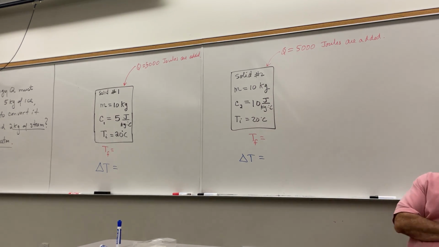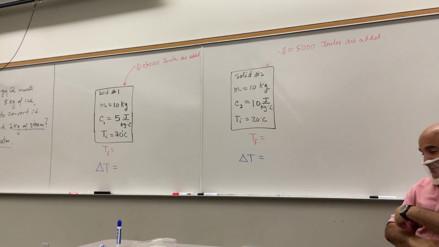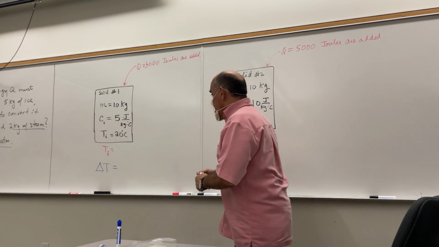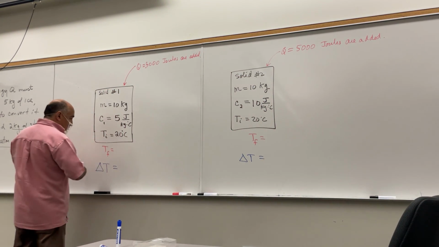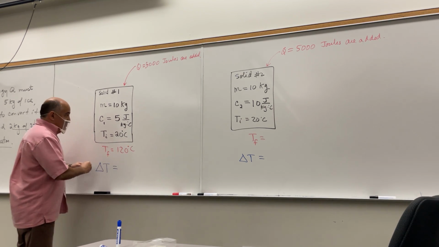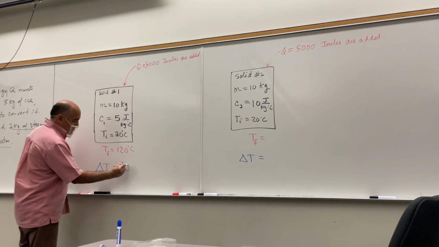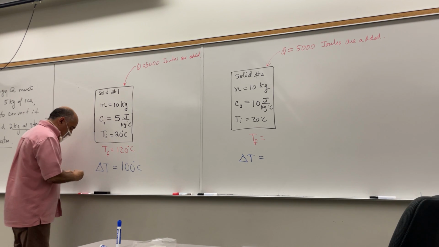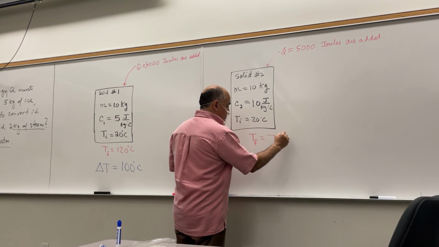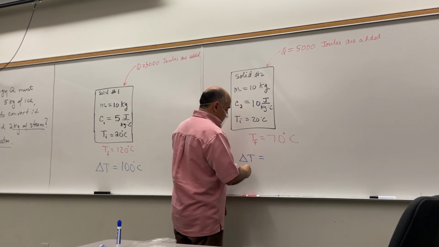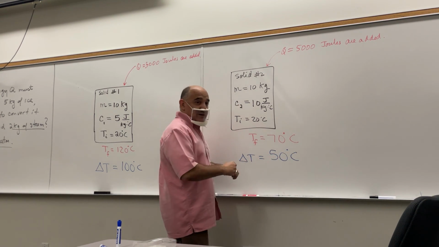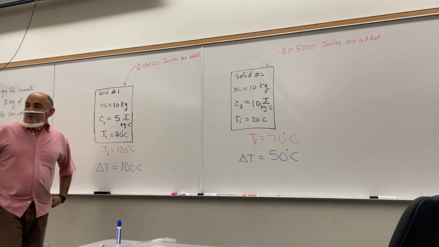Any answers? Yes, Kevin? T final for 1 would be 120 degrees Celsius. 120? Yes, sir. And then delta T would be 100 degrees Celsius. Okay. And for the other one? 70 degrees Celsius and 50 degrees Celsius. 50? 50, yes, sir. Agree? Everyone else? Good, thank you.